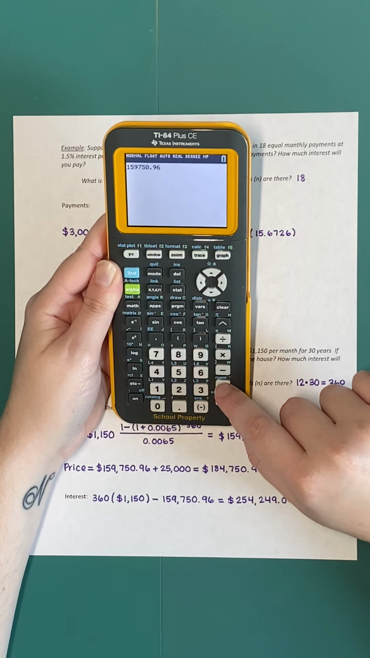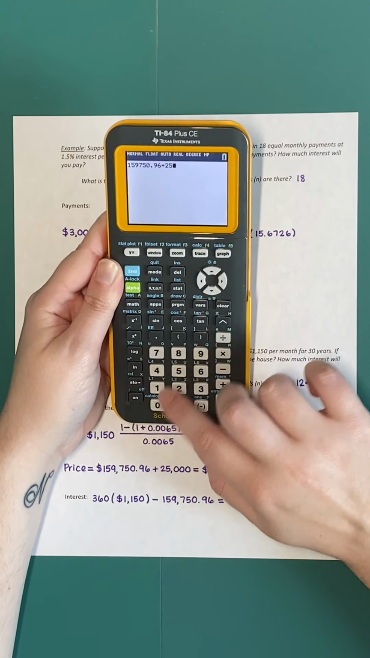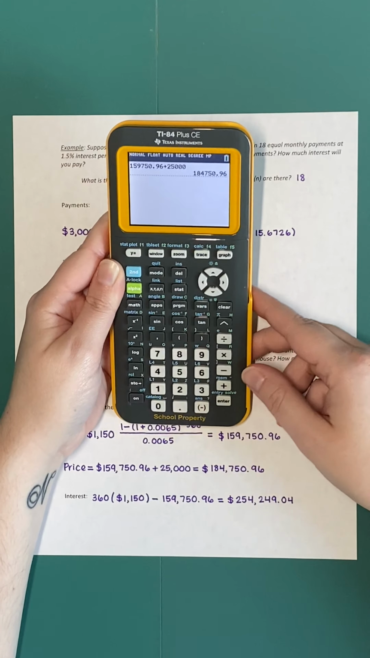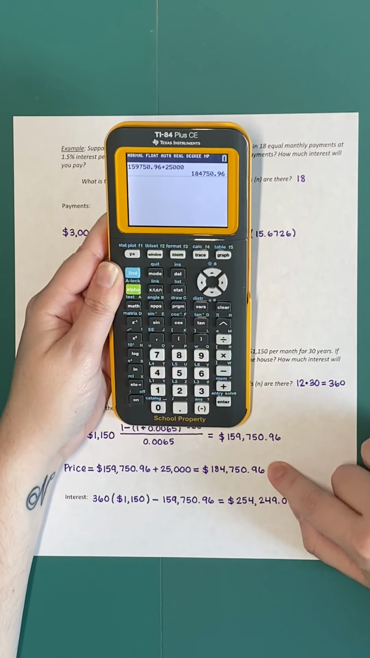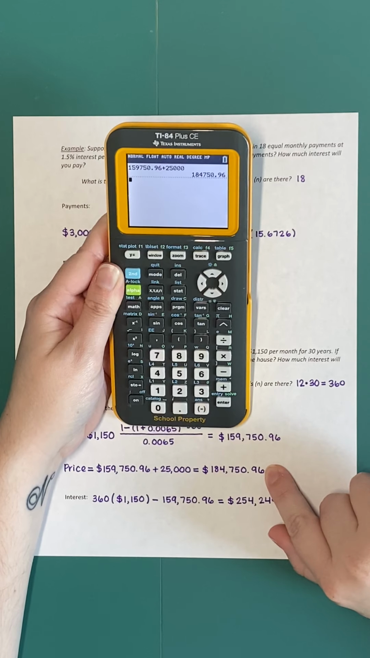So $159,750.96. Did I type that right? Yes. Plus 25,000, and there we go. That's going to be the selling price of the house. That is the list price.